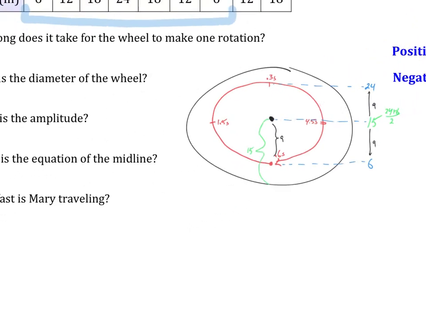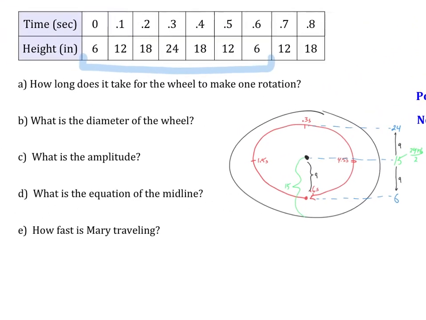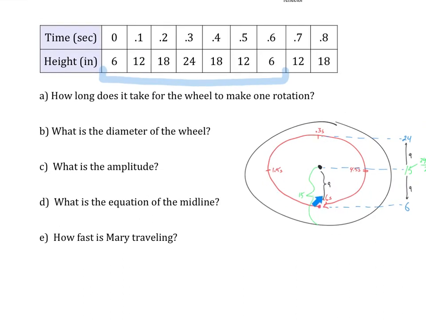All right, let's see what questions we're getting here. How long does it take for the wheel to make one rotation? So all the way around, 0.6 seconds. What is the diameter of the wheel? So from edge to edge, not the reflector, the actual wheel. Well, we already figured out the radius of the wheel was 15. So that means the diameter would have to be 30, and that's inches. What is the amplitude? The amplitude was 9. The equation of the midline, again, we already got that. That was 15. So y equals 15.